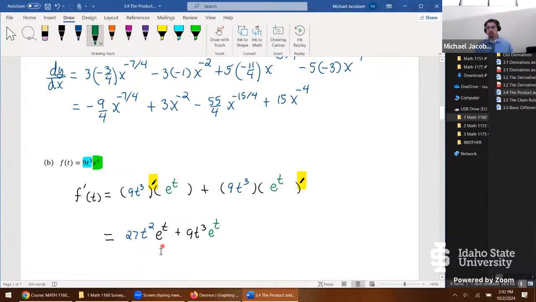And again, some people like to factor their answer, and that's totally fine. In fact, that'd be a good idea in chapter 4. But since we don't have any further steps after finding the derivative, this is also a pretty good stopping point as well. How does that look to folks? Does that make sense on getting through that product rule? Any questions with it?